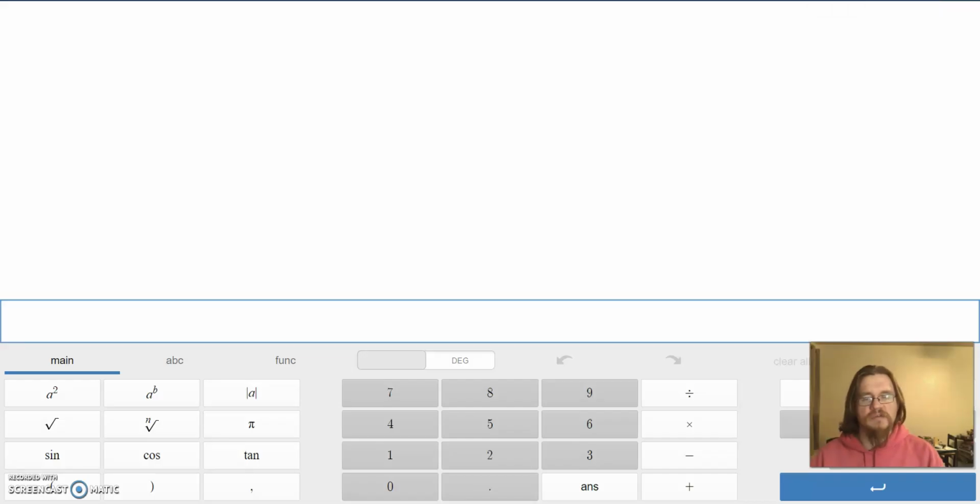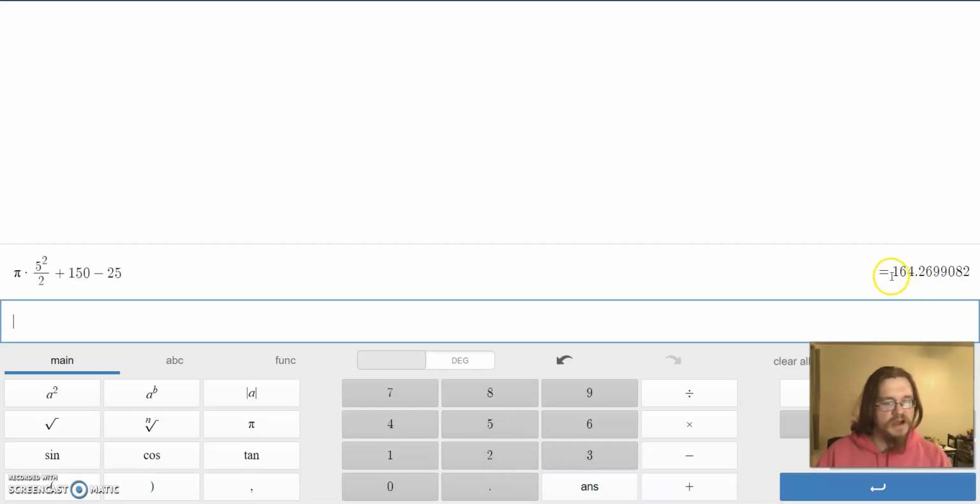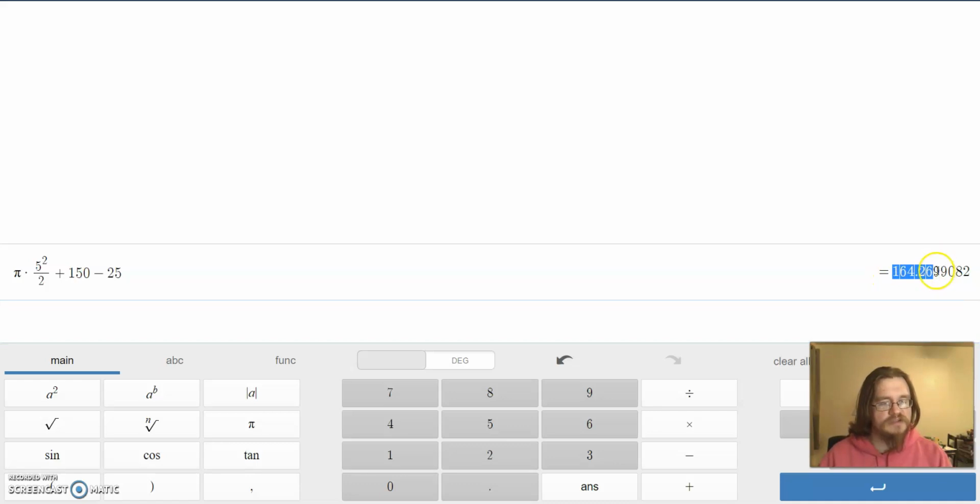So I can come over to my calculator, and I can take pi times 5 squared, and I can divide it by 2. I can add 150, and I can subtract 25. And my answer will be 164.2699. Let's just round this to the nearest hundredth, so it'll only be 2 places. I look one past and I see that it's a 9, so I'm going to round up. So 164.27.